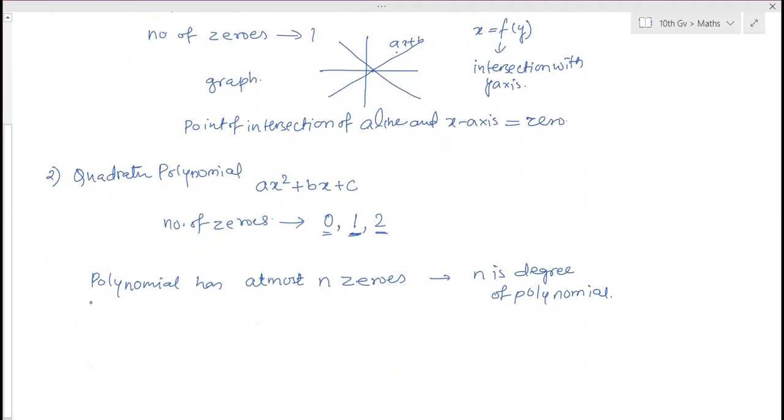So it can have 0, 1, 2, but not more than 2. The maximum number of zeros will be n, where n is the degree. So if it has degree 2, it has at most 2 zeros. It can be 0 also, 1 also, and 2 also. Two equal zeros is considered as 1 zero. Now clear? Yes, ma'am.